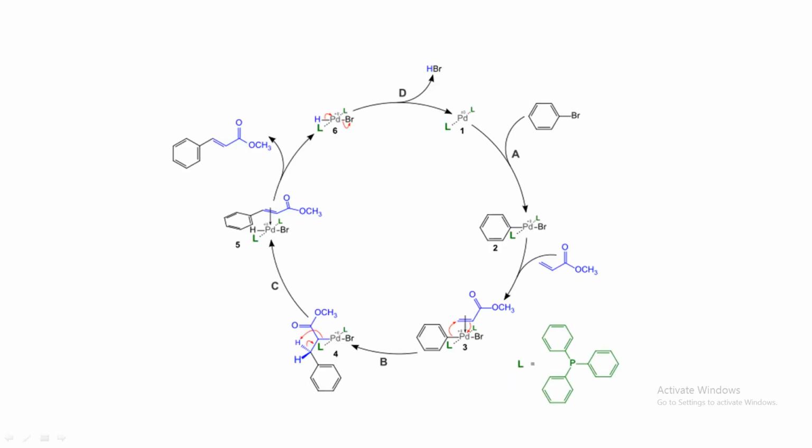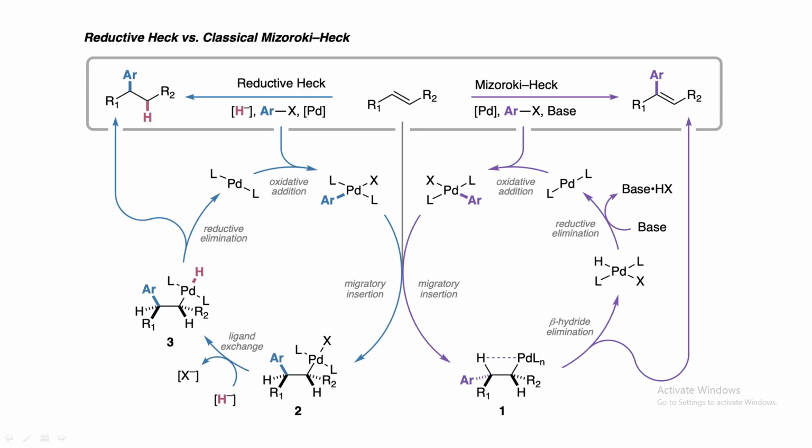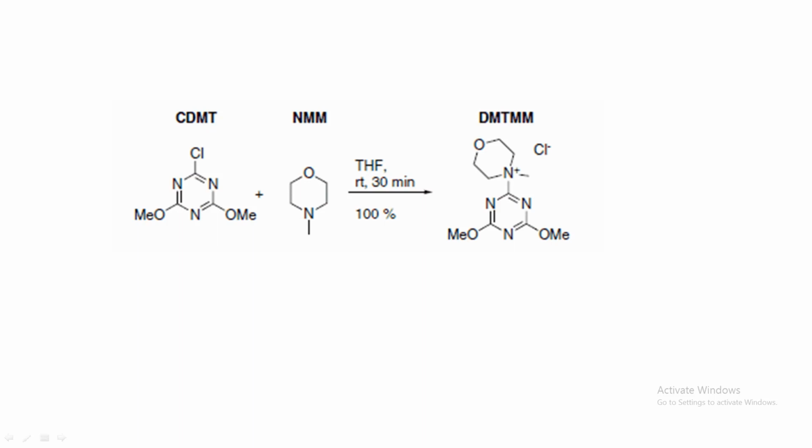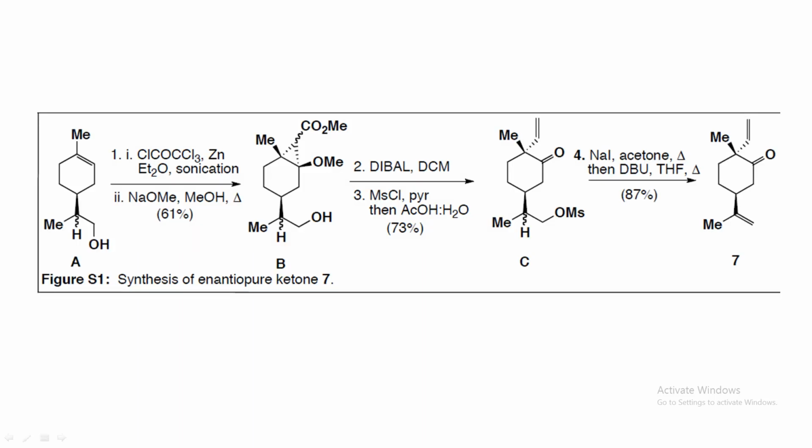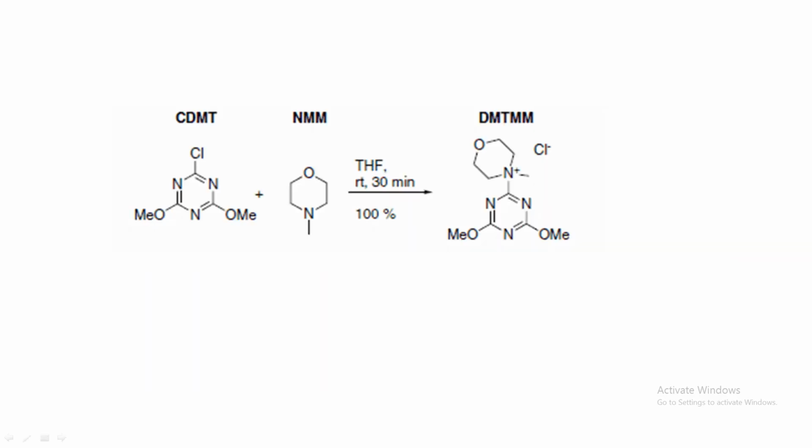So these things I have just discussed. So at first the oxidative addition of this, then halogen thing is there, followed by this migratory insertion, and alpha hydrogen or beta hydrogen elimination reaction would lead to this. So this I have just discussed. So yeah, how the CDMT NMM thing, this is this, and this is how they have synthesized the molecule 7.